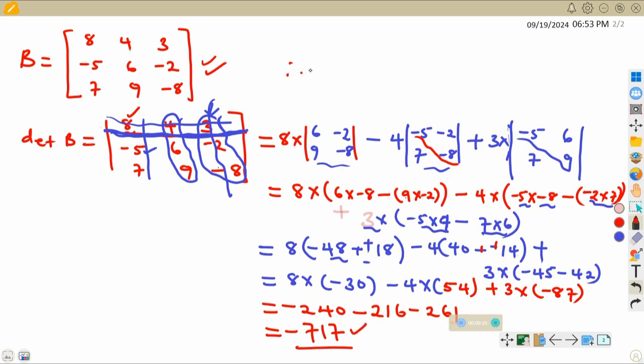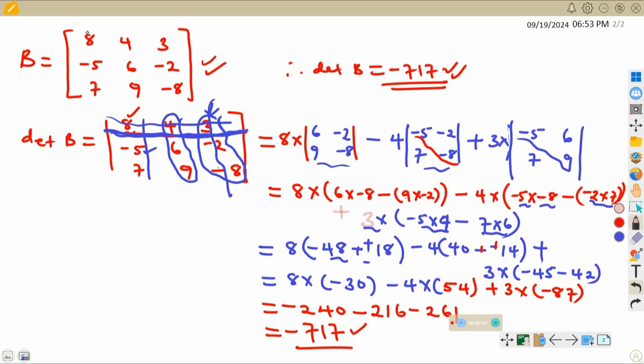So therefore, the determinant of B is the same as negative 717. So you should be able to do the remaining ones with ease.